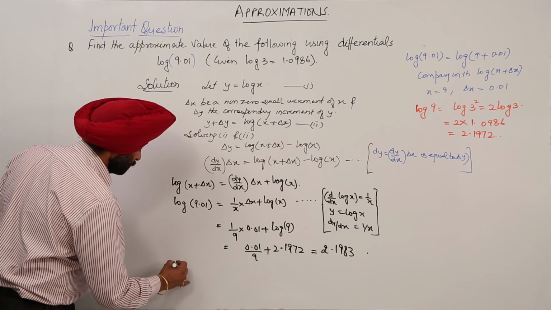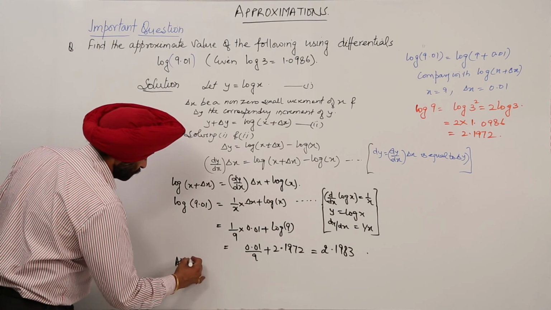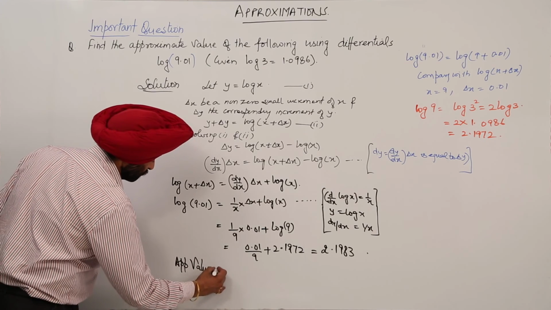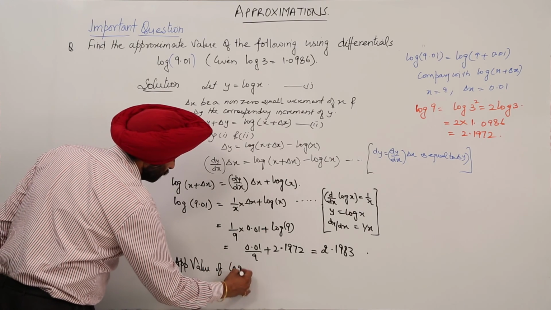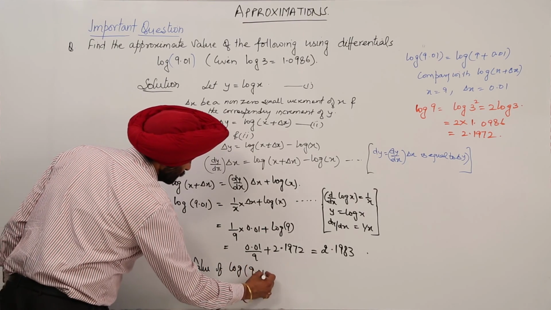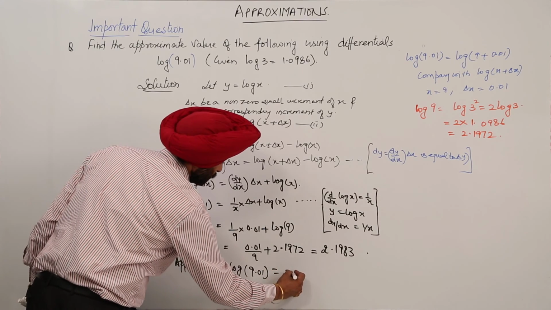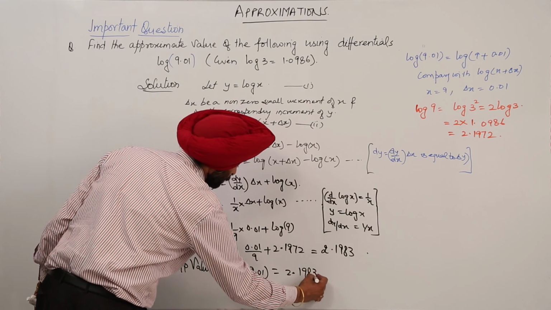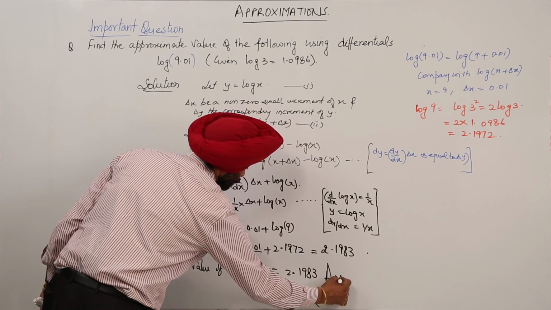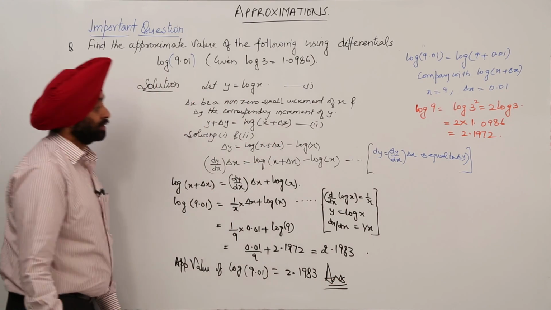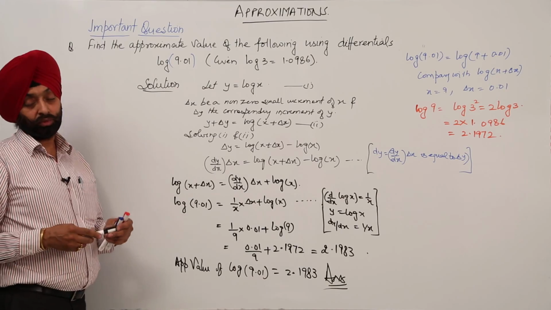So finally we can write it now. Approximate value of log 9.01 is equal to 2.1983. This is the answer. So for the log question we can solve like this one.